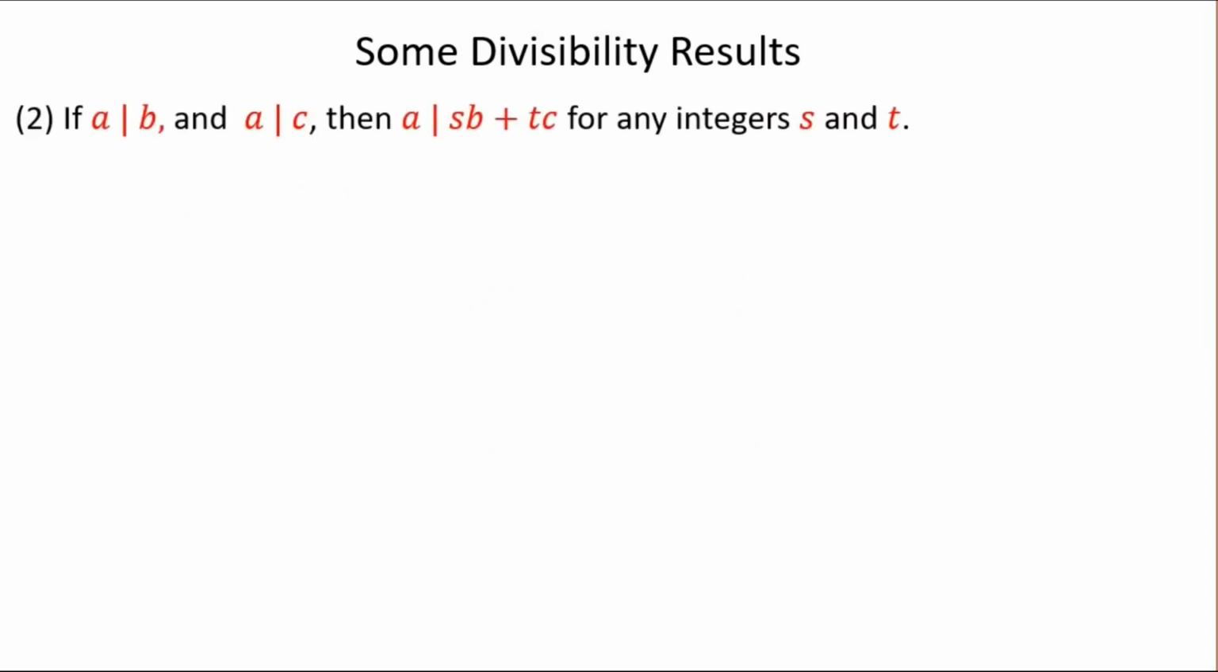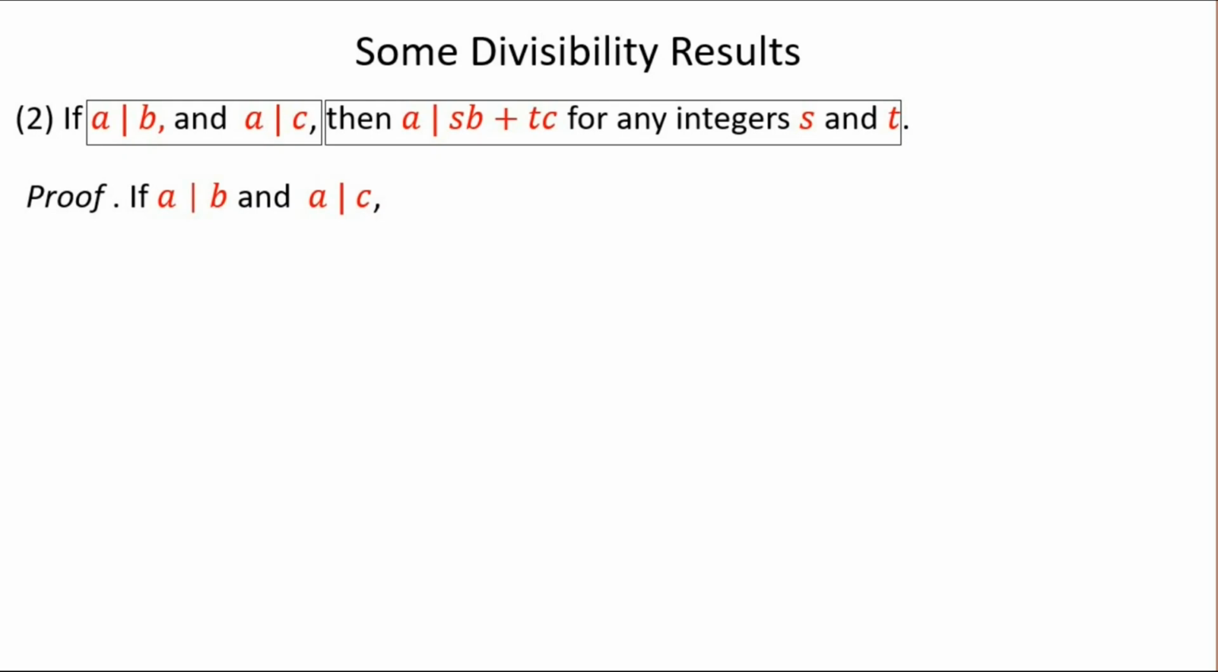The next divisibility result states that if a divides b and a divides c, then a divides sb plus tc for any integers s and t. First we will assume that a divides b and a divides c, then we will prove that a divides sb plus tc for any integers s and t. We have already proved in the first result that if a divides b, then a divides sb for any integer s, and if a divides c, then a divides tc for any integer t. In this result we will prove that a divides their summation as well.